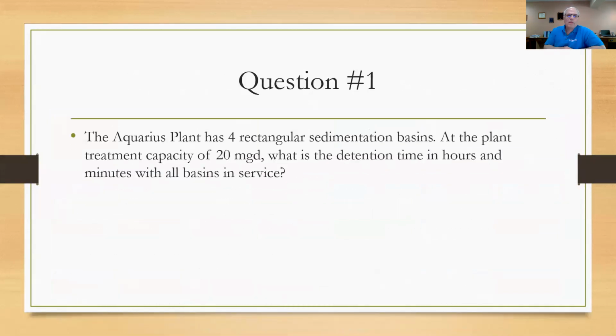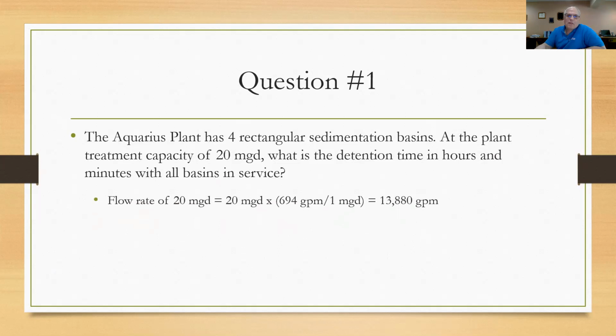Question number 1 says, the Aquarius plant has 4 rectangular sedimentation basins. We've covered that a few times before, and we've also mentioned that the plant has a treatment capacity nominally of 20 mgd. So if that's taking place, 4 basins in service, 20 mgd rate, what is the detention time in hours and minutes with all basins in service? And of course, this is a detention time problem, always equals the volume divided by the flow rate.